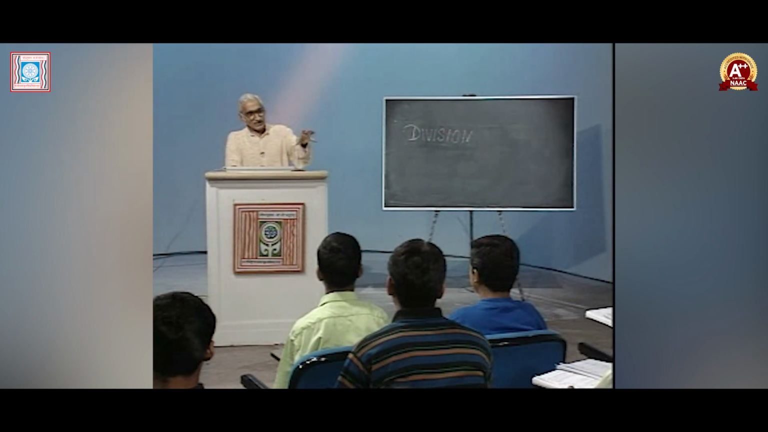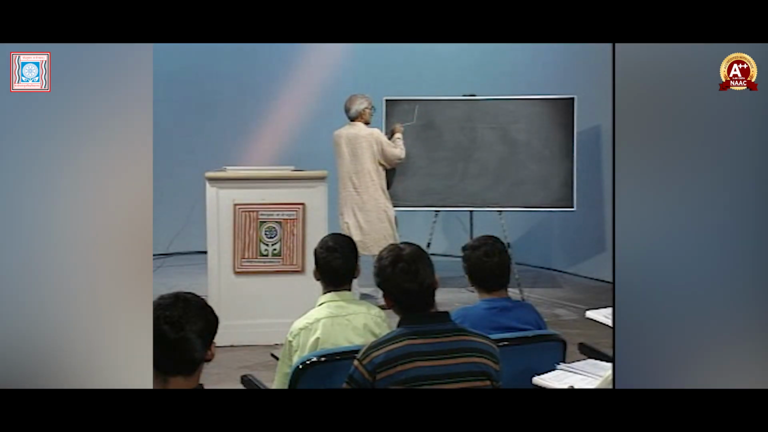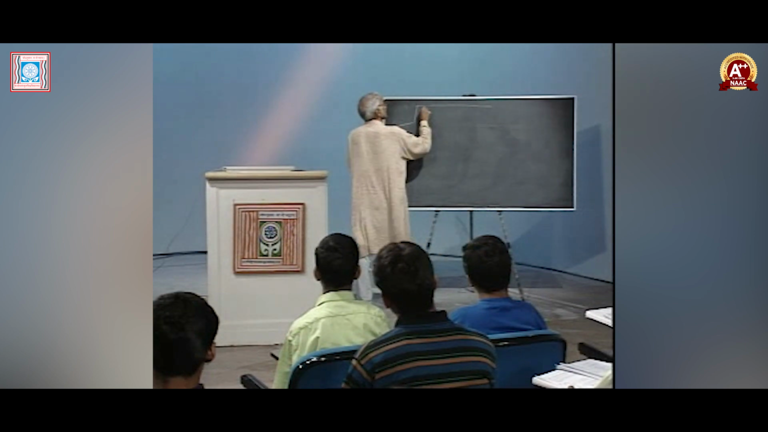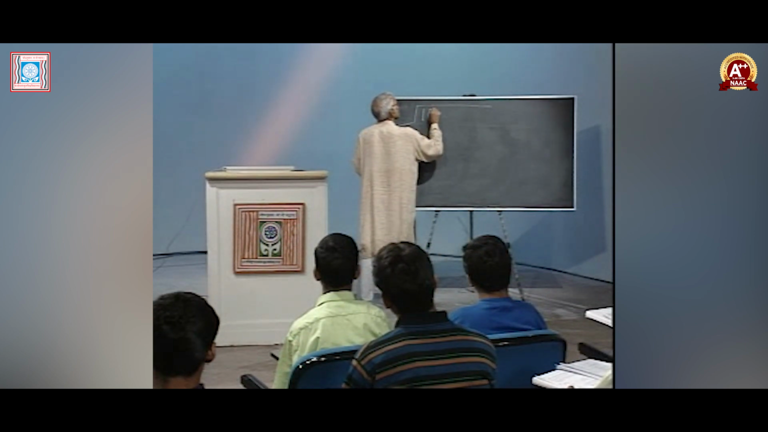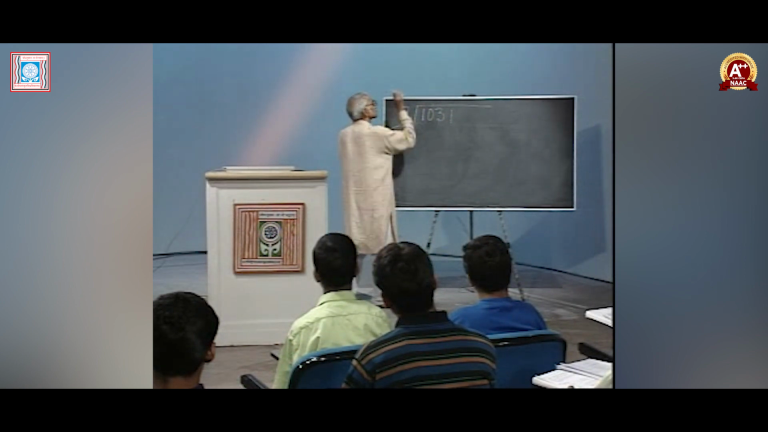Just like the Nikhilam method of multiplication is suitable for multiplication of numbers closer to the base, similarly the Nikhilam method of division is very convenient for division by numbers having digits closer to the base. Let us take an example. We shall take a very simple example. Let us say I want to divide 1031 by 9.